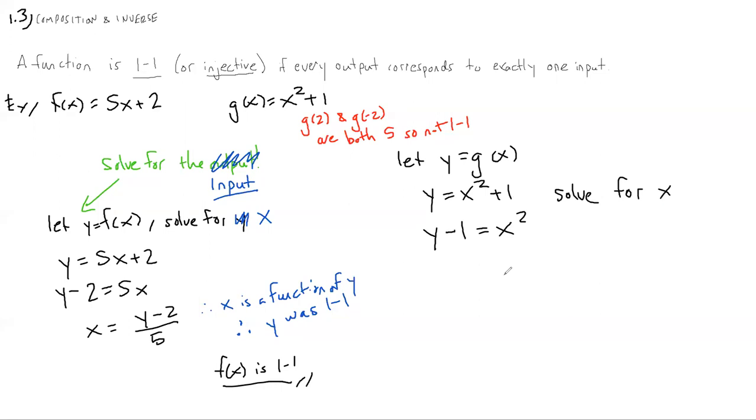If you remember, when we undo that square, it's not just a square root. It's the plus or minus square root. So what we've got over here is not a function. That x is not well defined. It's not a function, and so that means that our original function g of x was in fact not 1-to-1.